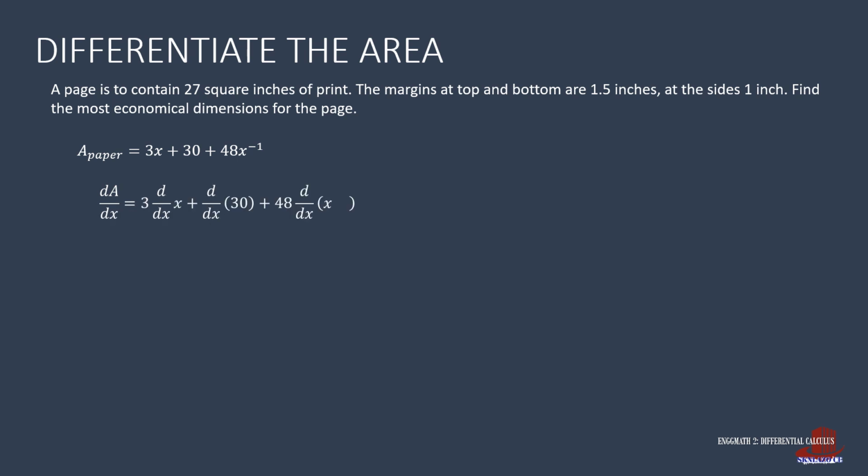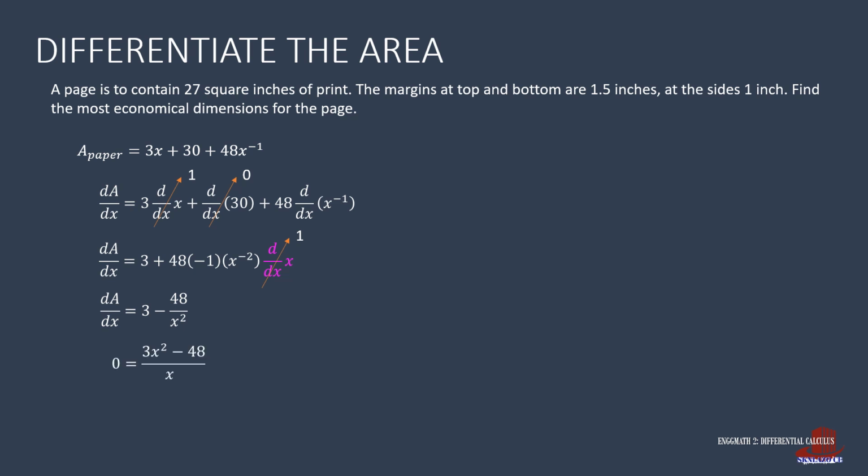dA over dx is 3 times the derivative of x plus the derivative of 30 plus 48 times the derivative of x raised to negative 1. dx over dx is 1, and the derivative of a constant is 0. Thus, dA upon dx is 3 plus 48 times the derivative of x raised to negative 1, which is negative 1 multiplied by x raised to negative 2, with chain rule dx over dx, which eventually is taken as 1. So dA over dx is 3 minus 48 over x squared.